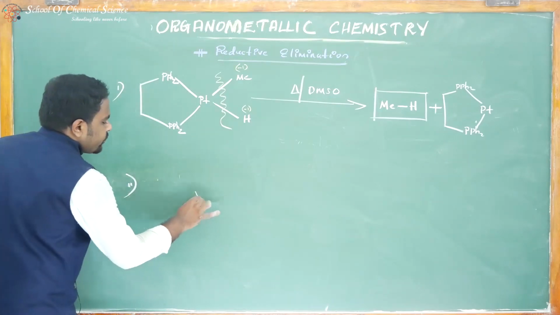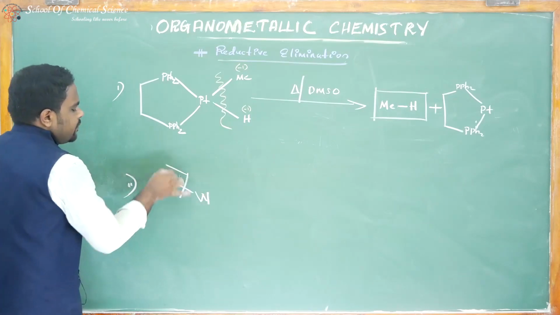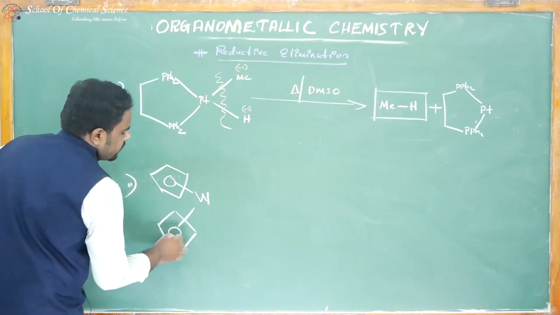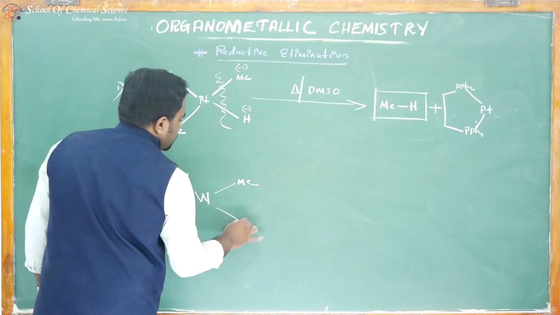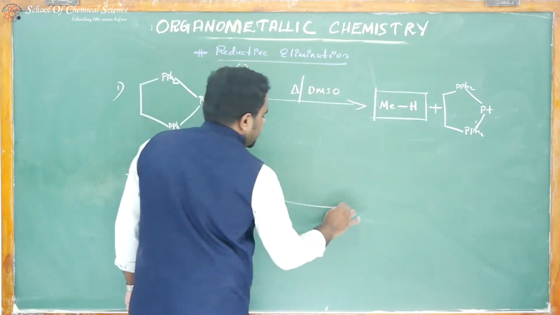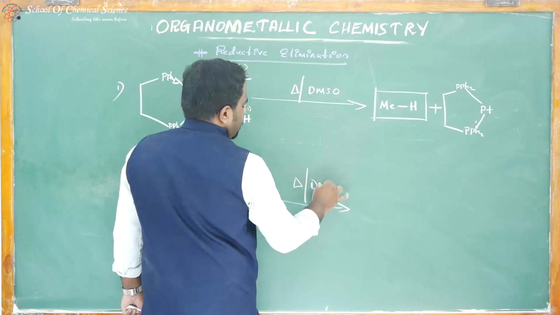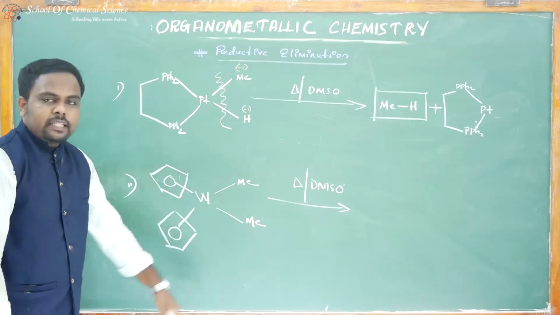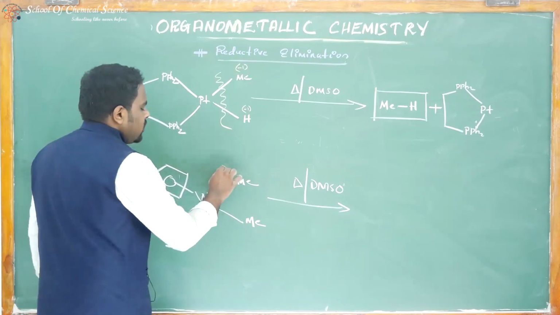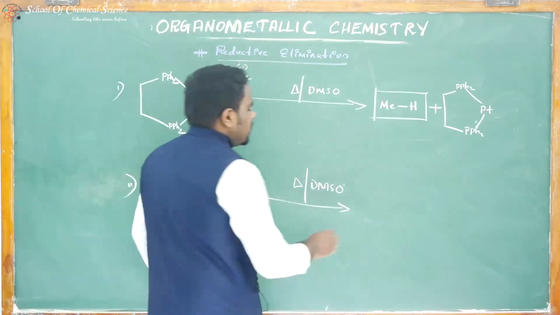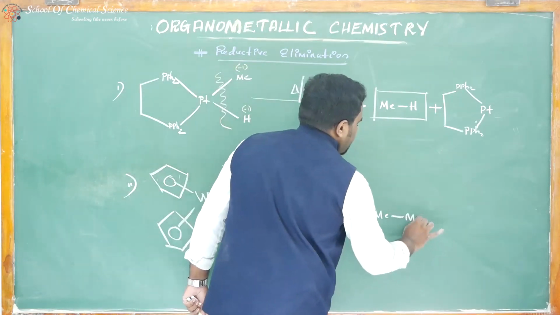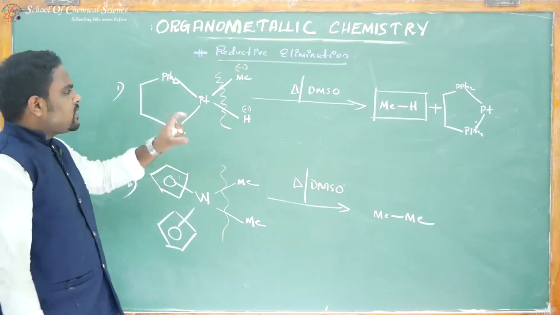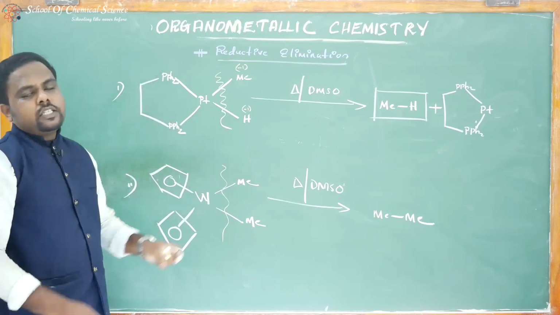Example 2, tungsten. Here a Cp ligand, here another Cp ligand, and methyl. Heating in the presence of a solvent like DMSO. What happens? Methyl and methyl are anionic ligands, so these two will be eliminated, so that your product will be ethane plus the remaining portion of the complex. This type of reaction is called reductive elimination.